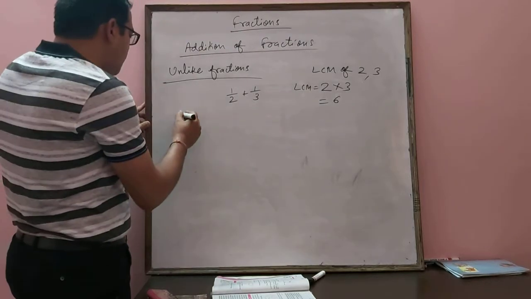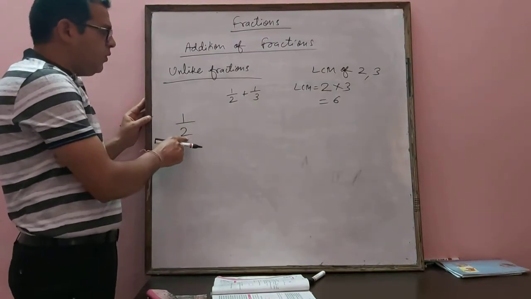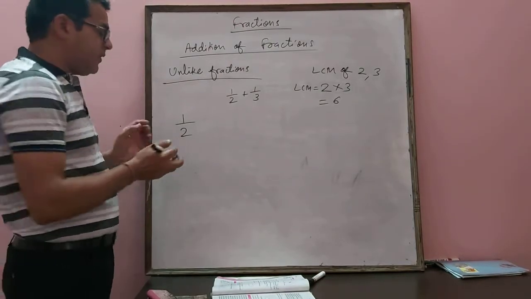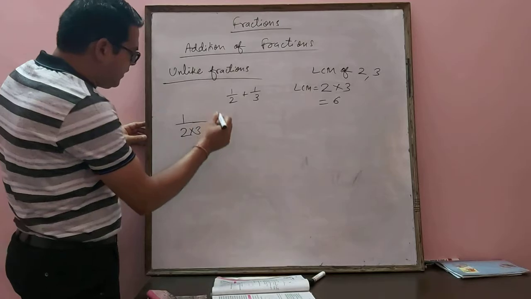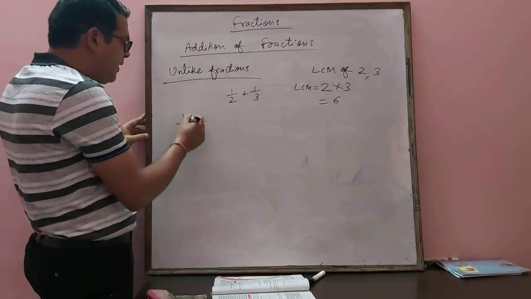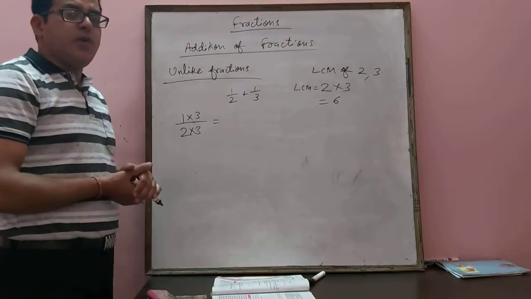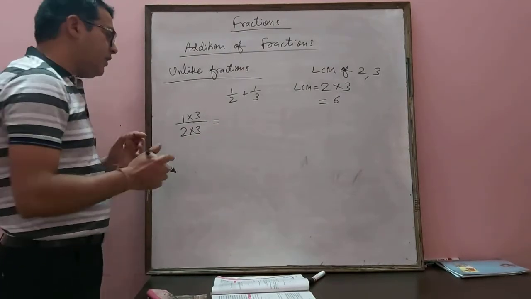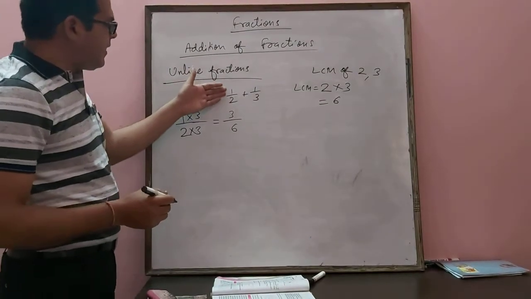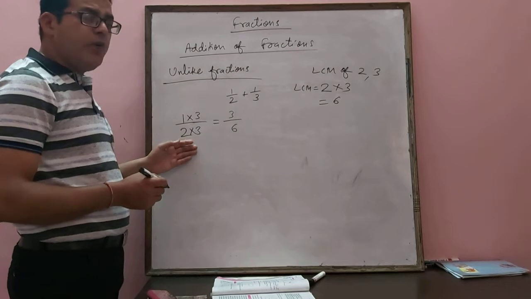So for 1 by 2, we have to make the denominator 2 into 6. How can we make this 2 into 6? If we multiply 2 by 3, we can make it 6. We know that 3 2s are 6. So if we are multiplying the denominator by 3, we must also multiply the numerator by 3. It is compulsory. Now 3 1s are 3 and 3 2s are 6, so we can write 3 by 6. This equivalent fraction for 1 by 2 is 3 by 6. Yesterday also we have discussed this.